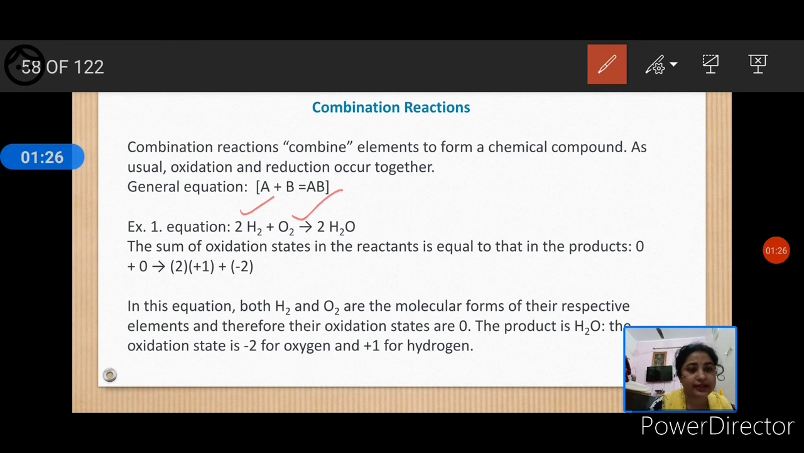And in water, we will see that for hydrogen, the oxidation number is +1, and for oxygen, the oxidation number is -2. So from 0 to +1, hydrogen is showing increase in oxidation number, and oxygen from 0 to -2 is showing decrease in oxidation number. So in this equation, both hydrogen and oxygen are the molecular forms of their respective elements, and therefore their oxidation states are 0. The product is water. The oxidation state is -2 for oxygen and +1 for hydrogen.